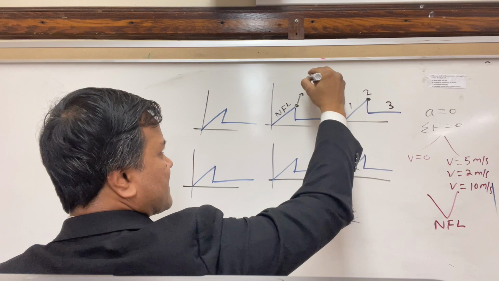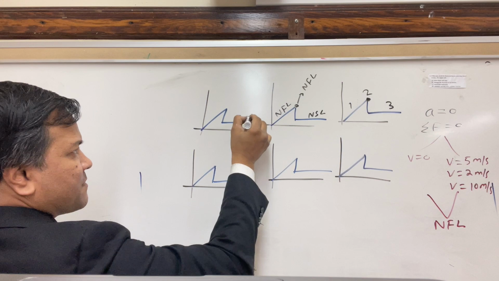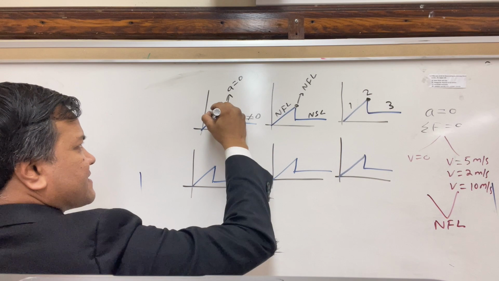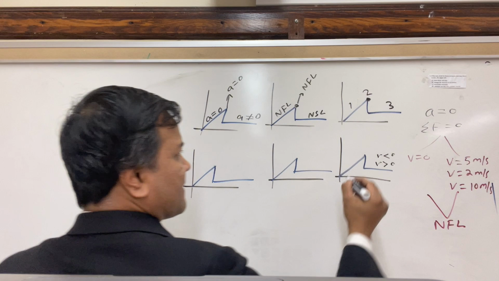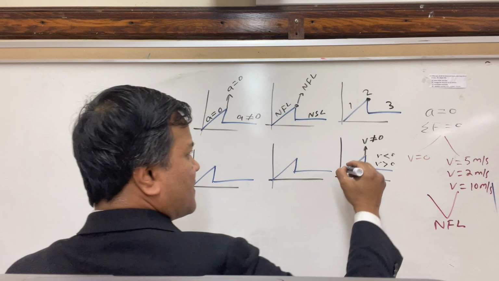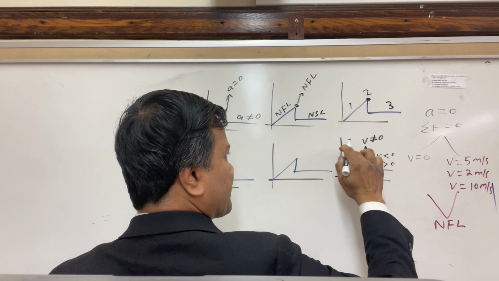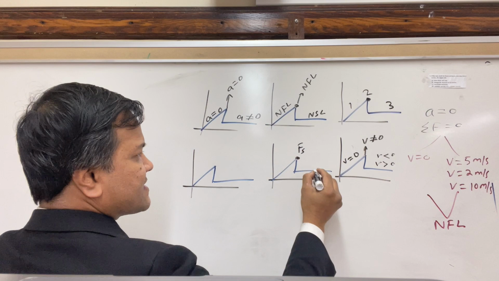Here, acceleration cannot be zero. This right here, acceleration is zero. This is acceleration is also zero. Right here, velocity has to be more than zero, or velocity has to be less than zero. Over here, velocity cannot be zero. Over here, velocity can be 2, or velocity has to be zero. Okay, this is Fs. This is Fs max. This is Fk. This is Fs.